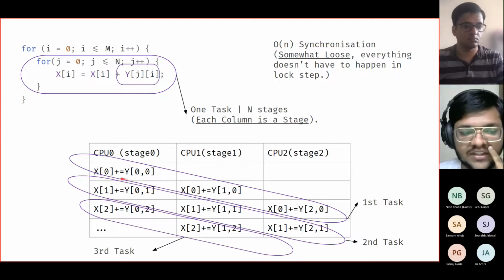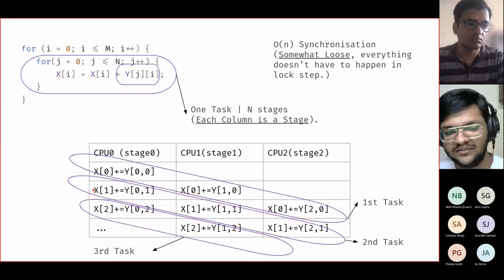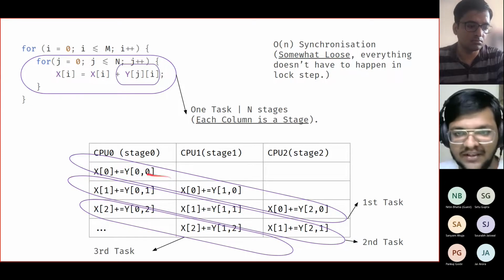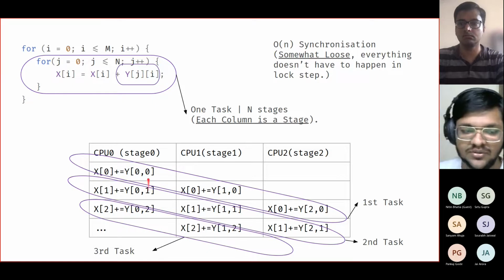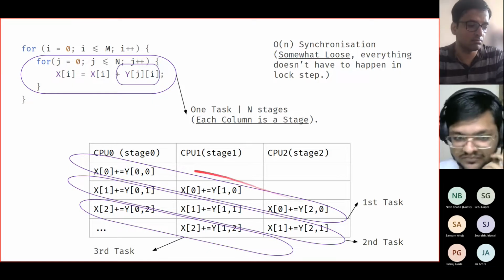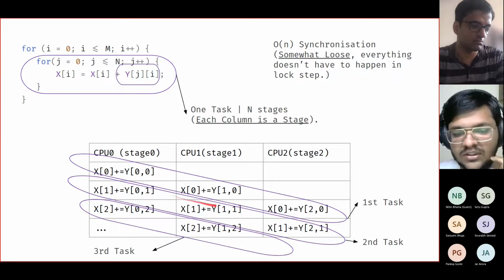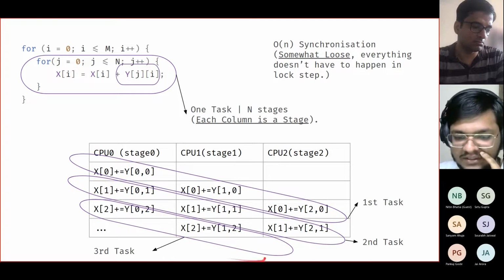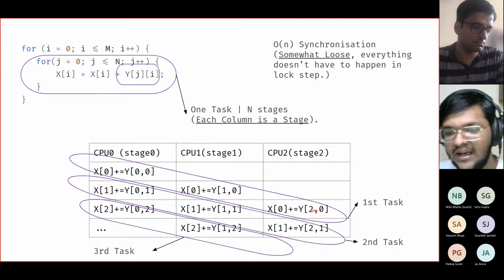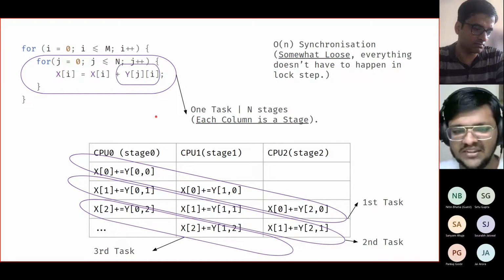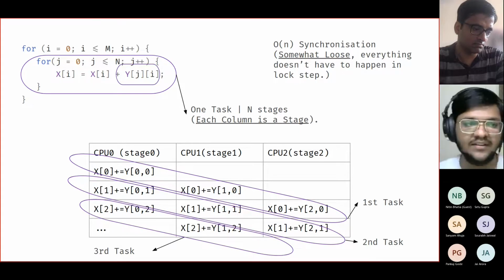So here we have O(n) synchronization. What do we mean by O(n) synchronization? It means that we actually need O(n) rows to synchronize the writes to x0. And you can particularly see that this whole diagonal is the first task, another whole diagonal is the second task, and another is the third task. Each task is divided into stages, and each stage is pipelined here. This is what pipelining is.